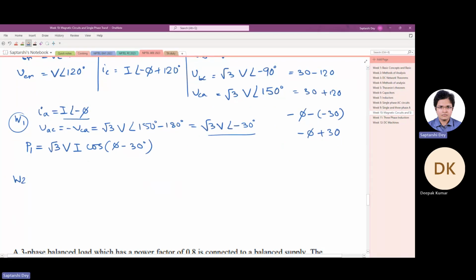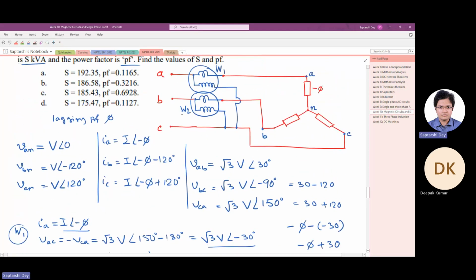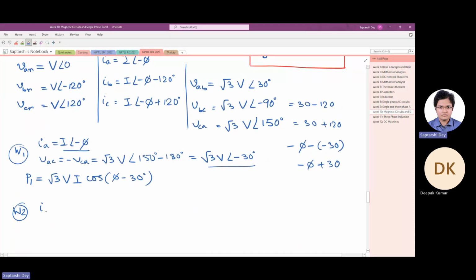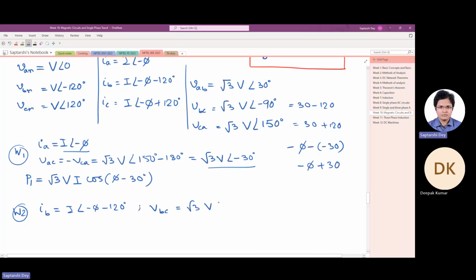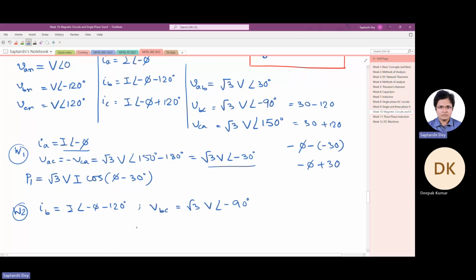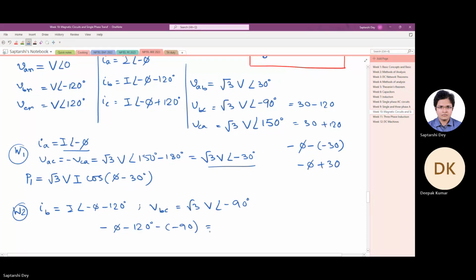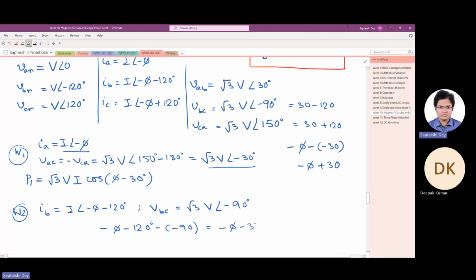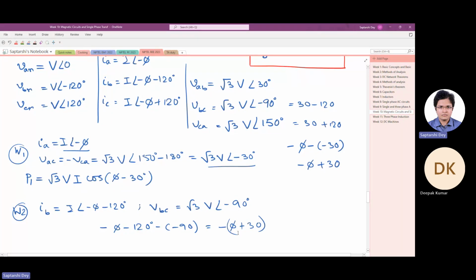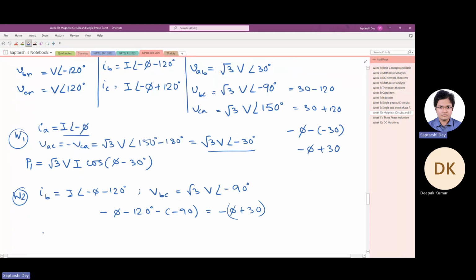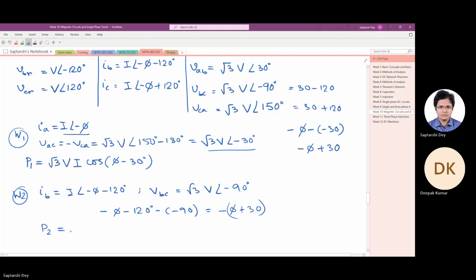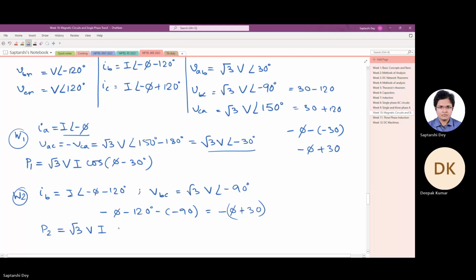Similarly, wattmeter 2, what does it see? It sees IB and VBC. It sees IB, which is I angle minus phi minus 120, and it sees VBC, which is root 3V angle minus 90. So how much of a difference, phase difference, does it see between the voltage and the current? It sees minus phi minus 30, which is this. Since cos theta is cos minus theta, I can take phi plus 30. So the power that it measures is, active power that it measures is root 3 VI cos phi plus 30 degree.